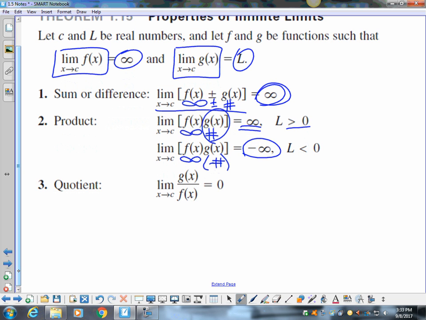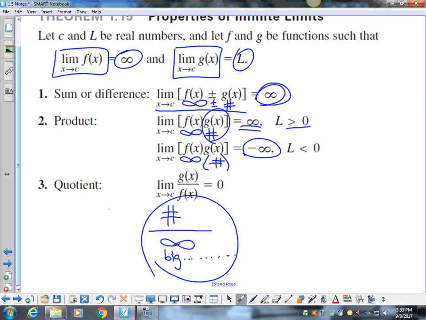Okay, and then this one is really interesting. If I have a plain old number over infinity, so these numbers are getting bigger and bigger and bigger, what happens to the fraction as a whole? Well, if I have 2 over 5, and then I go to 2 over 50, and then I go 2 over 500, what's happening to my fraction as a whole? Well, it's going to get smaller and smaller and smaller, and that's why the limit is headed to 0.